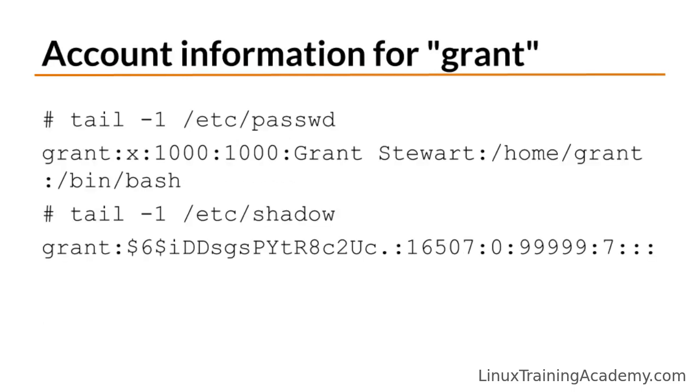Here is the entry for the account in the /etc/passwd file and the /etc/shadow file. In this example, Grant's UID is 1000. His GID is also 1000. His home directory is /home/Grant, and his shell is /bin/bash.